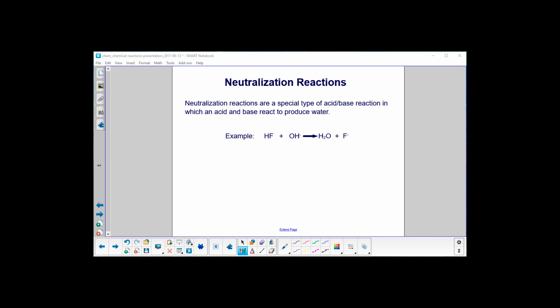Neutralization reactions are a special type of acid-base reaction in which an acid and a base react and they produce water. So here's our acid, hydrogen fluoride. Here's our base, hydroxide ion. They combine, they form water and a fluoride ion. That is a neutralization reaction.